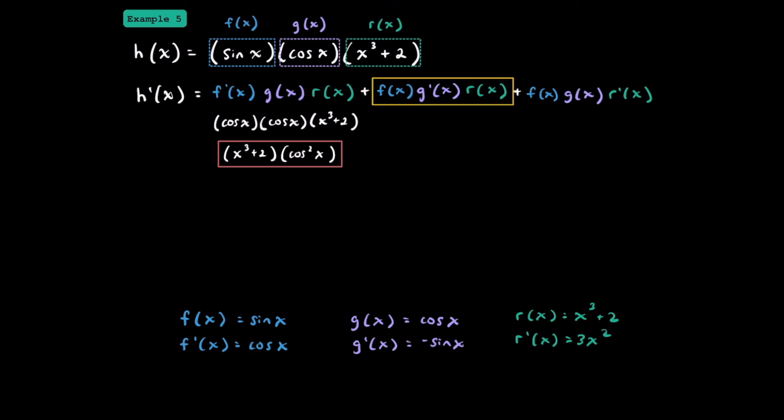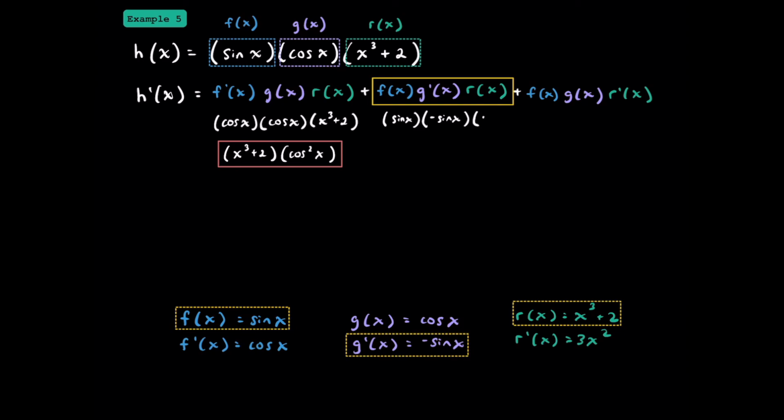Now let's find out what this middle part is. To do so, we're going to plug in these three pieces. First, we have sine of x times negative sine of x times x cubed plus 2. Multiplying these two parts and factoring out a negative, we can say this is equal to negative x cubed plus 2 times sine squared of x. Let's hold on to this for a little bit later.